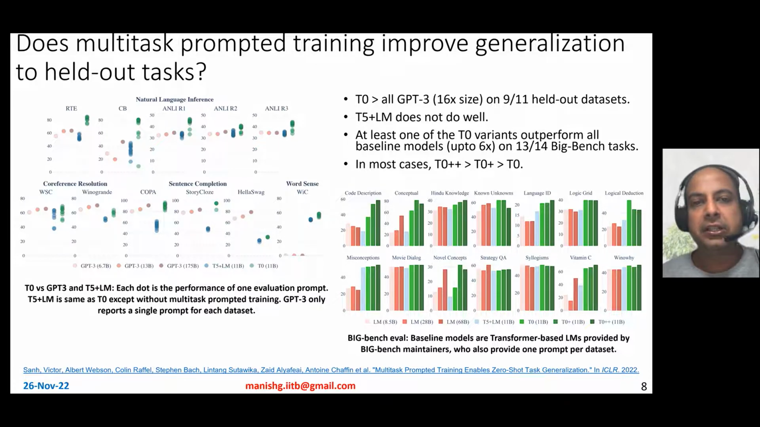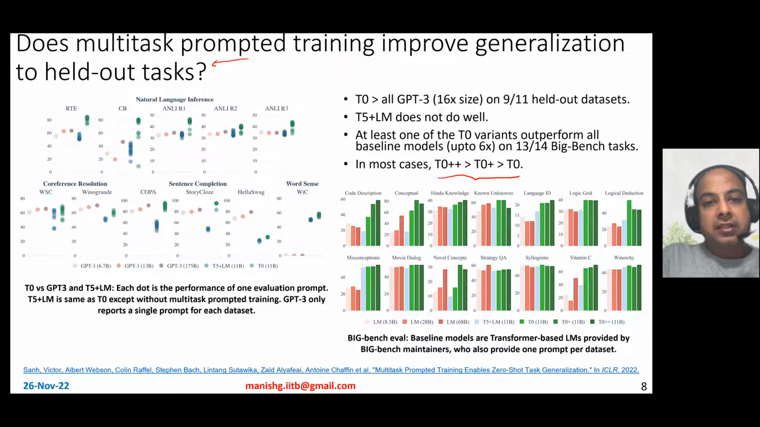What do people get when they do this? In the beginning, let's focus on English-only results, specifically talking about the T0, T0+ and T0++ models. The question is, does multitask prompted training really improve generalization to held-out tasks? Remember there's no multilinguality here, so you're just trying to figure out zero-shot task generalization. If I train it in a multitask manner with prompted training on some tasks, does it improve the performance on other tasks?